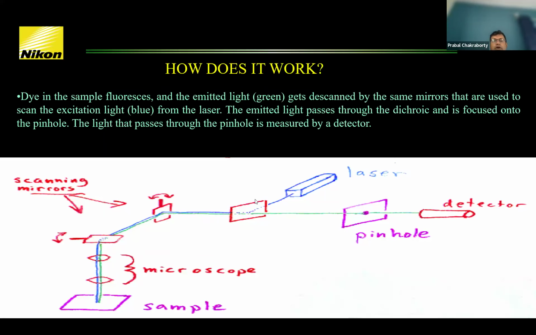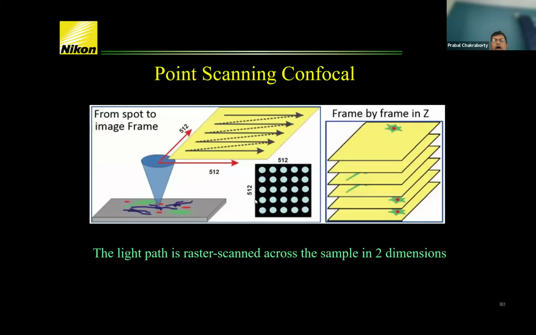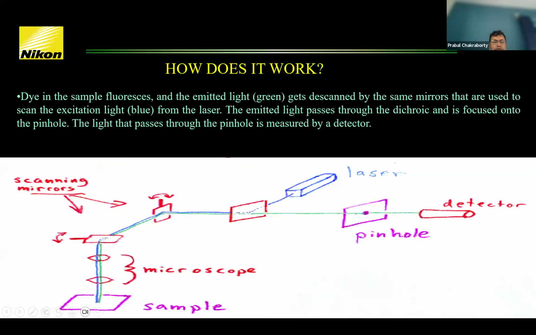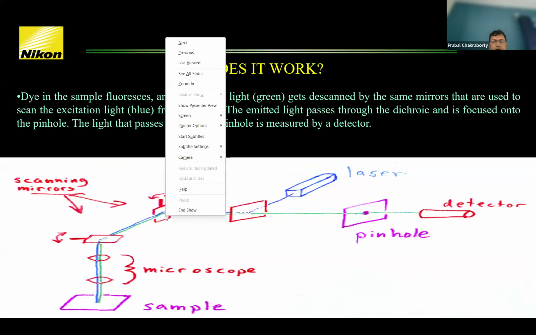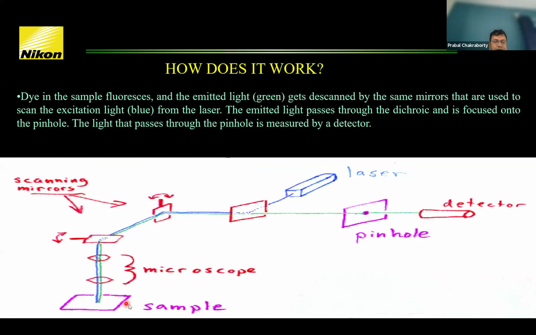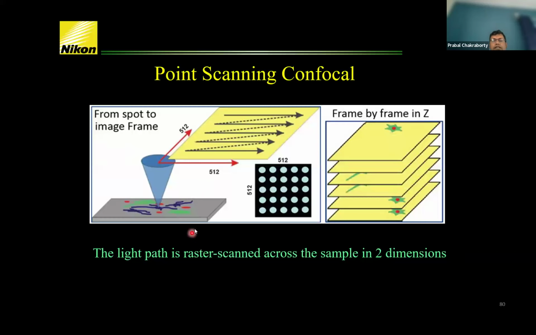This part I have already discussed. Now, as I mentioned, with the scanning mirrors we can scan pixel by pixel along the rows. That is called raster scanning. Since we are doing raster scanning for a point scanning confocal, that is actually slow scanning, and it takes a lot of time to complete one image.